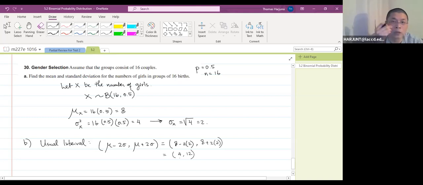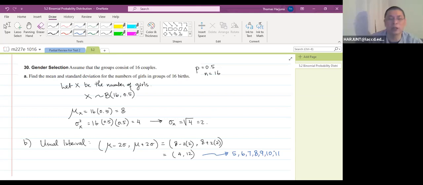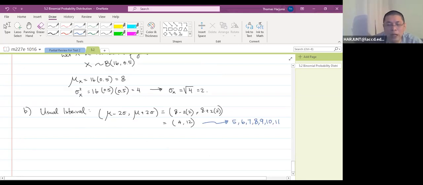Now, the problem at this point is, Thomas, how do we interpret this? It means if you get 5 or 6 or 7 or 8, 9, 10, 11 girls in these 16 babies, then that's usual. Less than that or more than those is unusual. Now, the issue happens right at the borderline. What happened, Thomas, at 4 and 12?